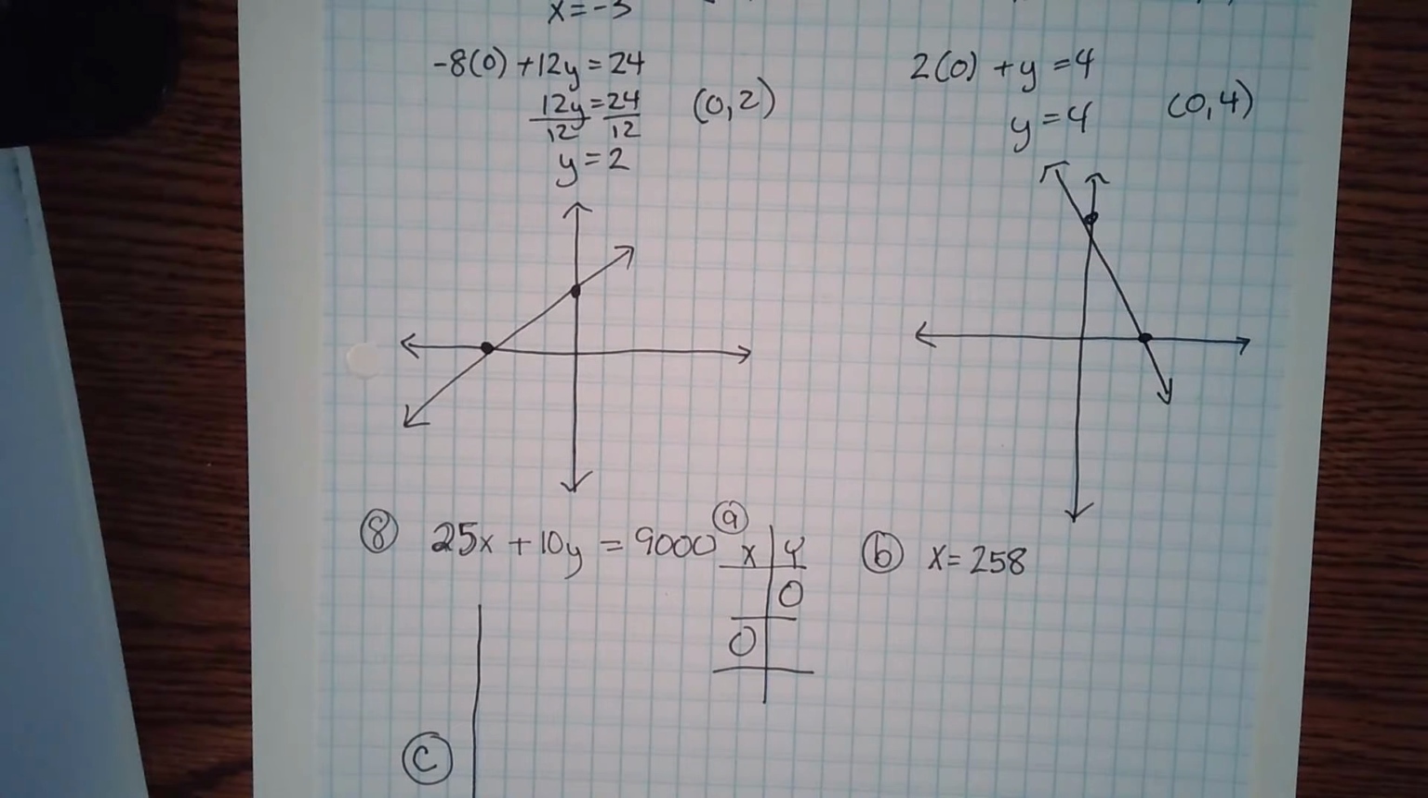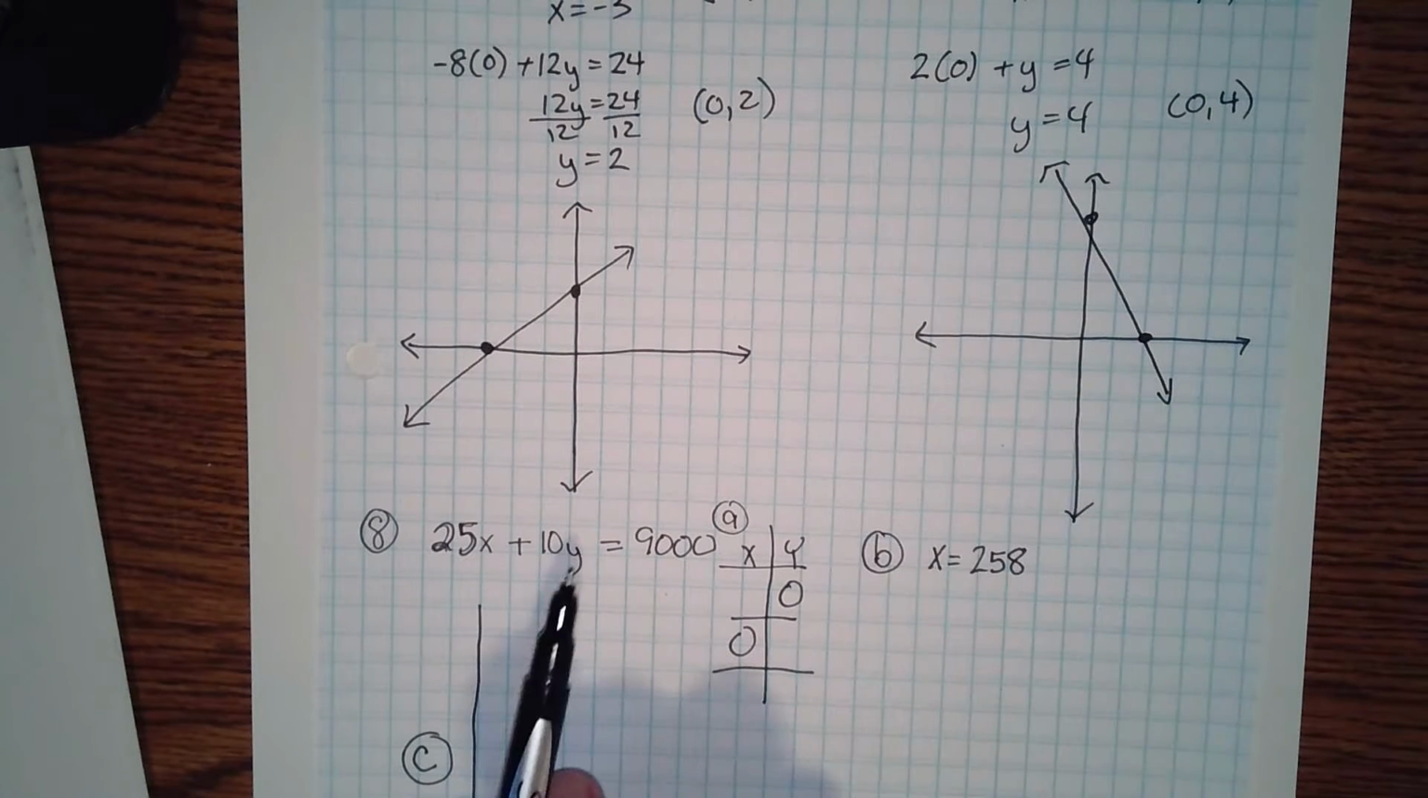So they are asking for some specific things. For A, they're wanting us to find the intercept. Okay, so to get an intercept, we know that we're going to use 0. So if we put 0 in here, we know that this is going to drop that out and make 25x equals 9,000.